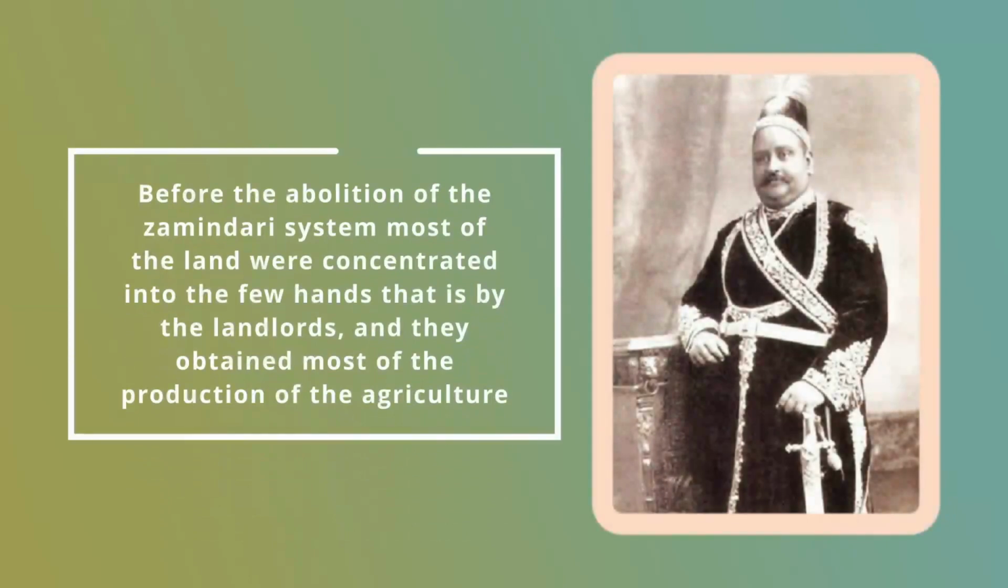Actually, before the abolition of the Zamindari system, most of the land was concentrated in a few hands, that is, with the landlords, and they obtained most of the agricultural production, while the actual tenants, that is the farmers or actual cultivators, obtained only subsistence income from agriculture. Therefore, they were exploited by the landlords, and they were not interested in producing more or in increasing productivity.